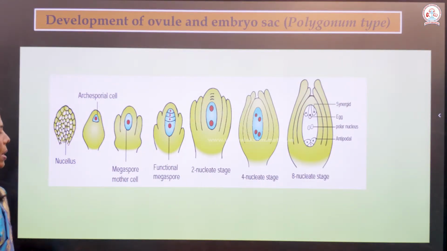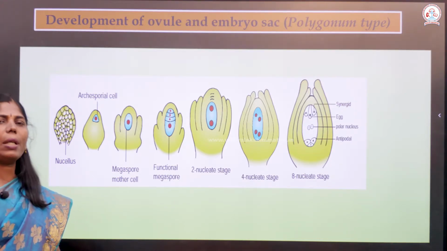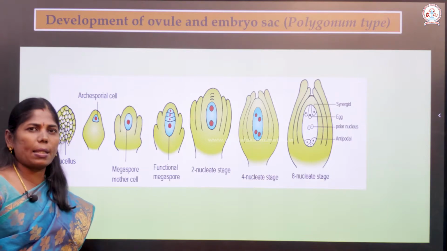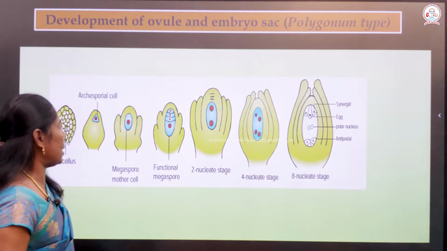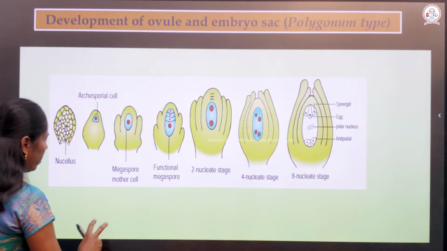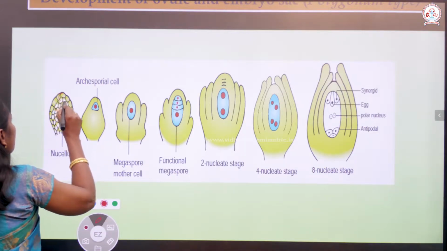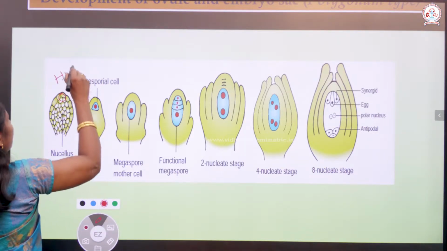So where is the nucellus? It is the central mass of the ovule. The central body of the ovule is made up of parenchymatous cells, and that is known as the nucellus. In the nucellus we can see a single hypodermal cell. What is this single hypodermal cell?